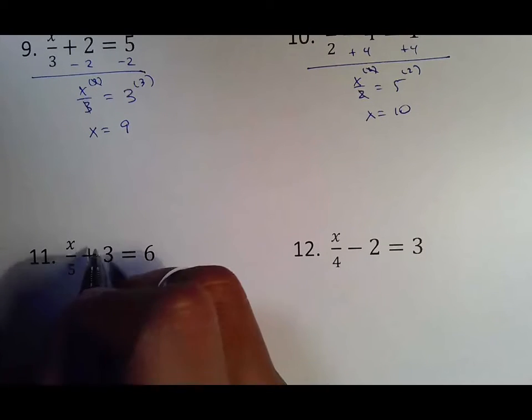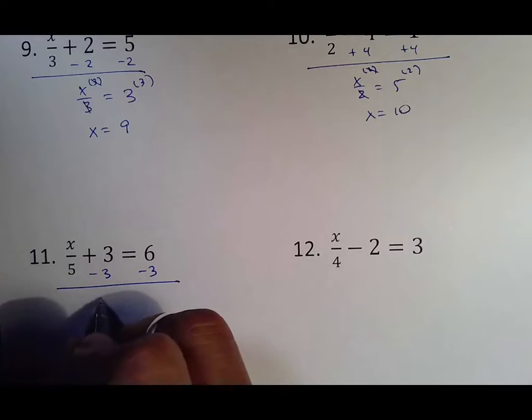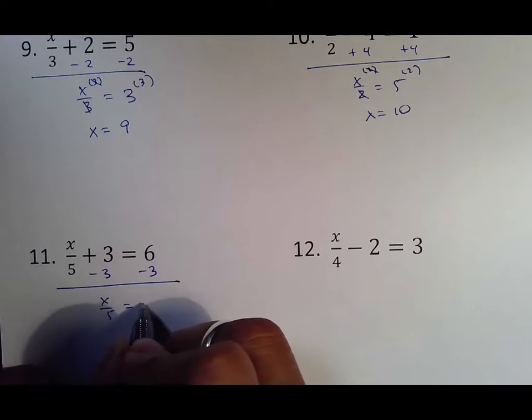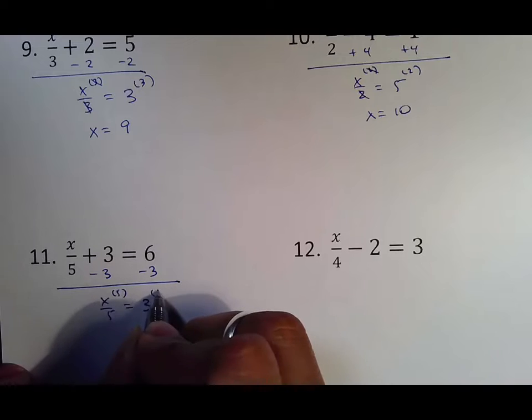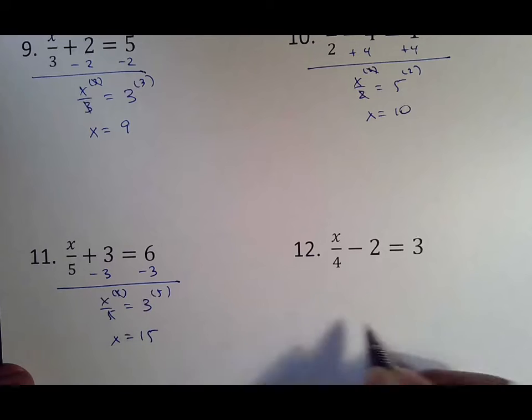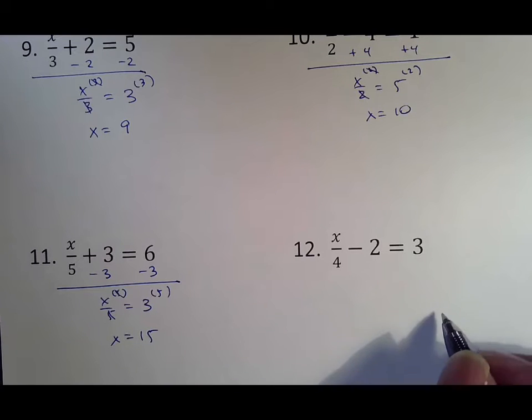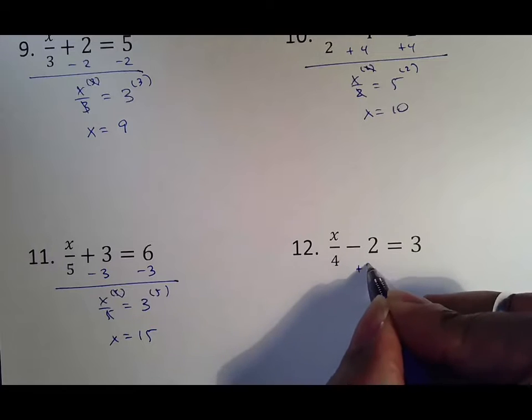On number 11, again, move that number. Plus 3 becomes minus 3, so we put x over 5 equals what, 3? And then from there, notice we have a number on the bottom, so we put our number on the top. It works like that almost every single time. x over 4 minus 2. So here again, move the 2 first.